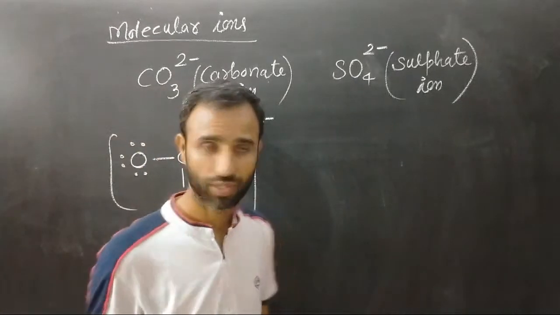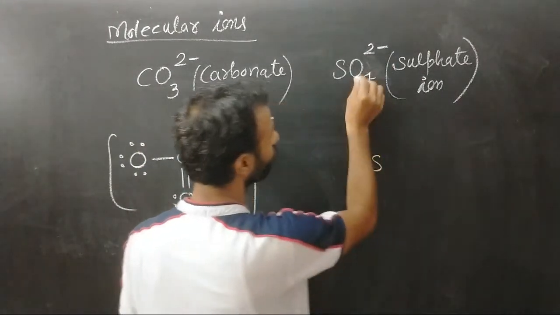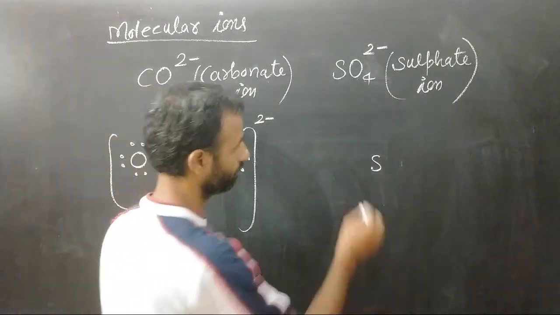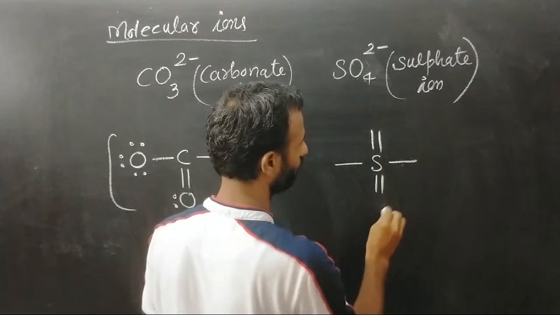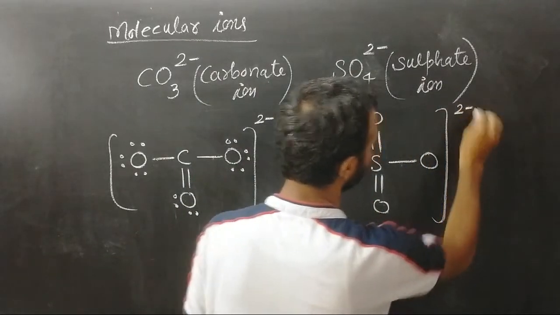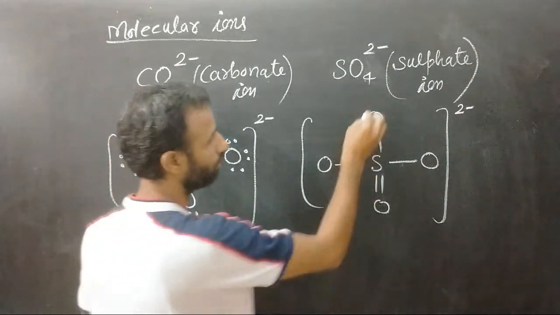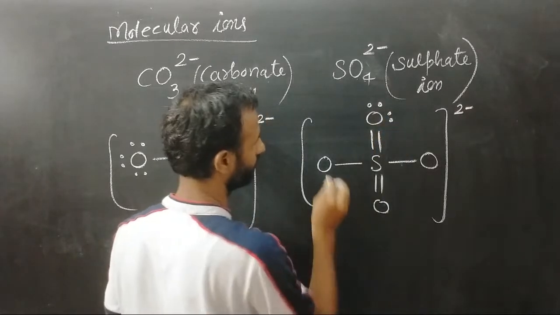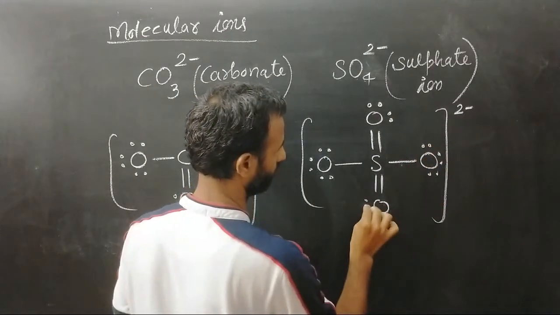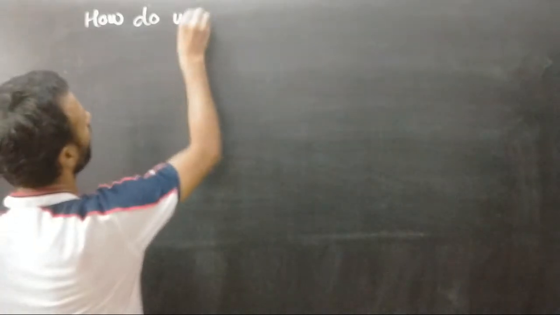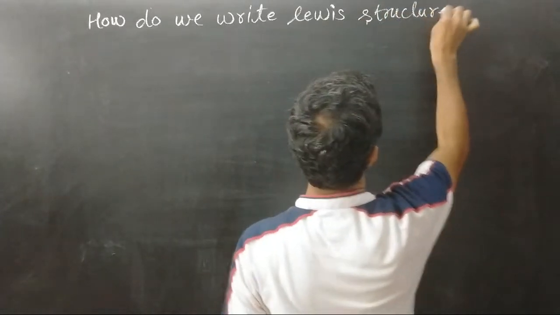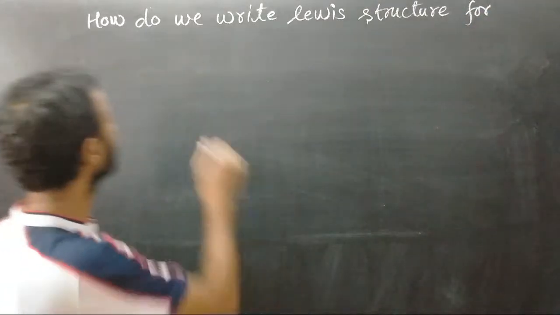What about sulfate? In sulfate there is again 2 negative and total oxygens are 4. So 2 oxygens form single bond and 2 other oxygens form double bond. 2 single and 2 double. And each oxygen should have octet of electron. So it is like this. How do we write Lewis structure for simple molecules?